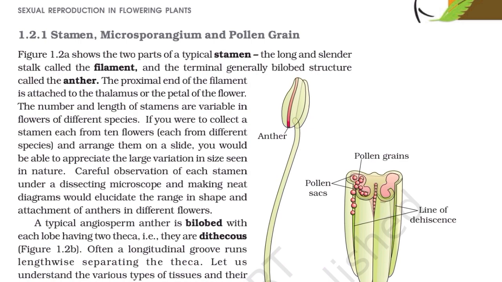The number and the length of stamens are variable in flowers of different species. If you were to collect a stamen each from 10 flowers, each from different species, and arrange them on a slide, you would be able to appreciate the large variation in size seen in nature. Careful observation of each stamen under a dissecting microscope and making neat diagrams would elucidate the range in shape and attachment of anthers in different flowers.